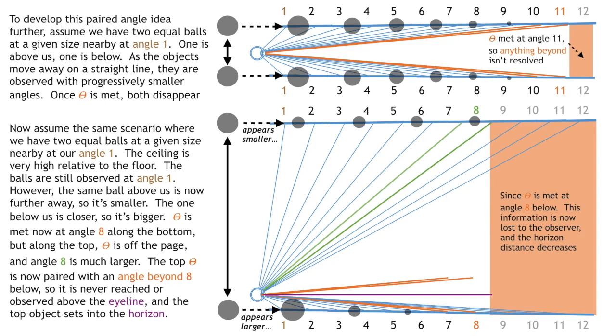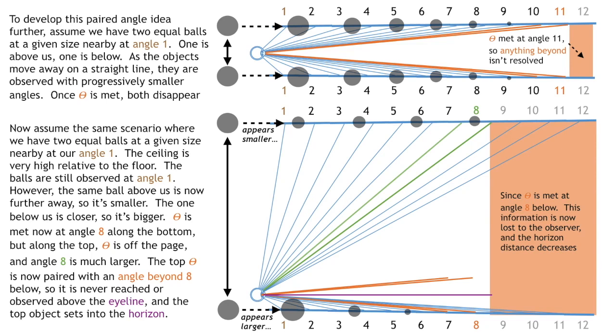So our angle 8 now along the top, you can see is much bigger in comparison to angle 8 along the bottom. And if we try to find what theta would be, what angle that would correspond to, what number, I guess, along the top, it's off the page. It would possibly be in the hundreds. So the top theta is now paired with an angle beyond angle 8 below it, and angle 8 is what set our lower horizon distance already, and so it's never reached along the top. And essentially what you'll observe is that that top figure or object or ball in this case will now set into the lower horizon line.